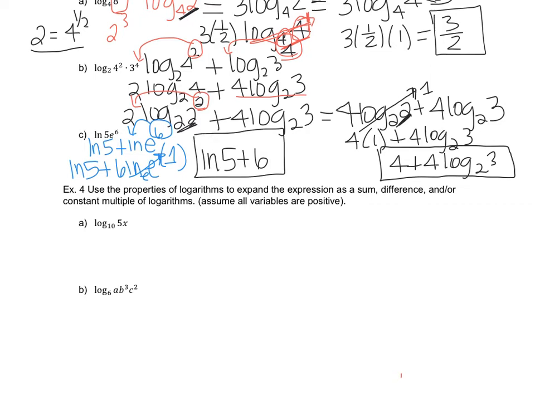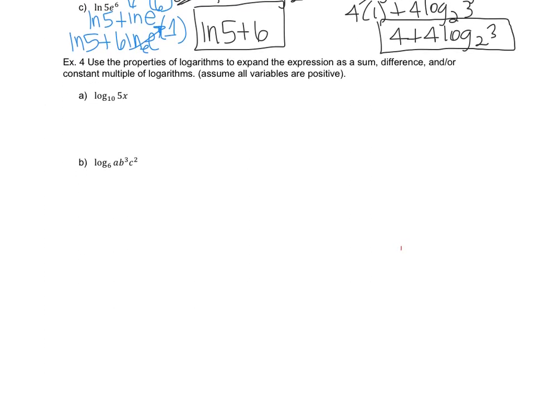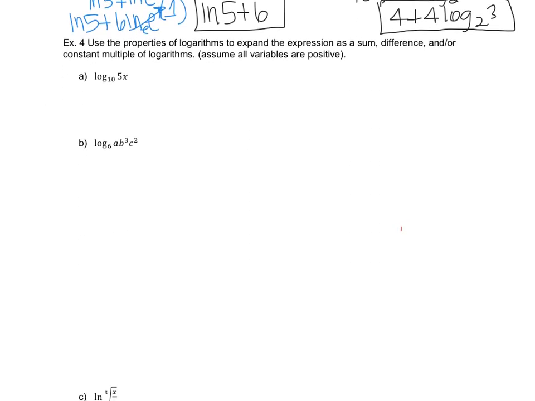Now, example 4, it says use the properties of logs to expand the expression as a sum, a difference, or a constant multiple of logs. Okay, so we're going to basically do everything we can to expand this out as much as we can. Now notice on this I have a 5 times an x. So view those 2 things as if they're multiplied, 5 times x. Now the reason you want to do that is because you can expand it out with a plus sign if they're multiplied using the product rule. So there's that one.